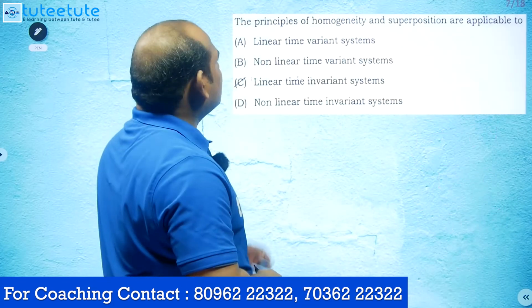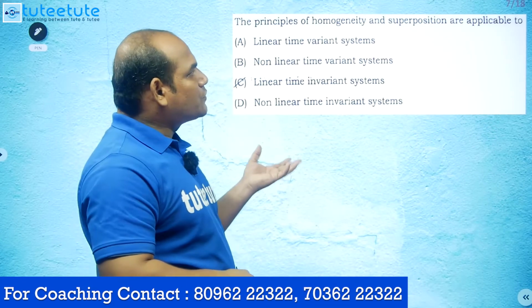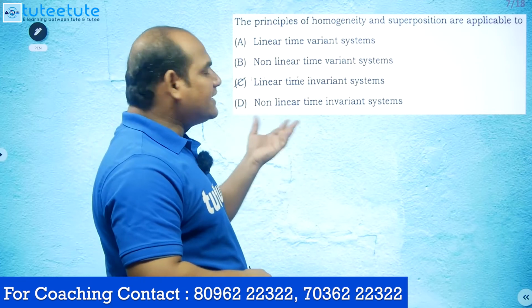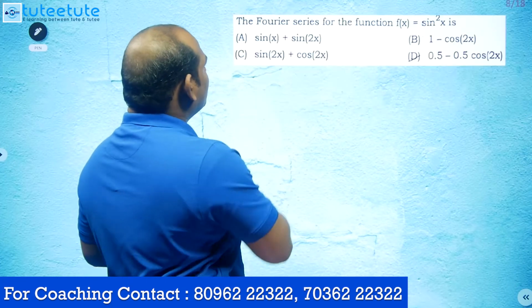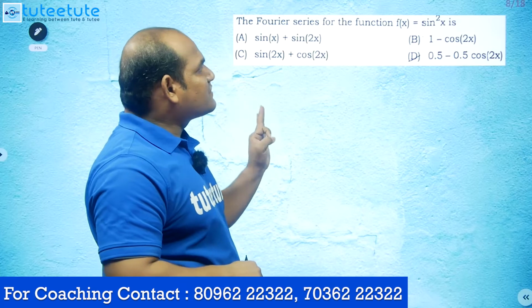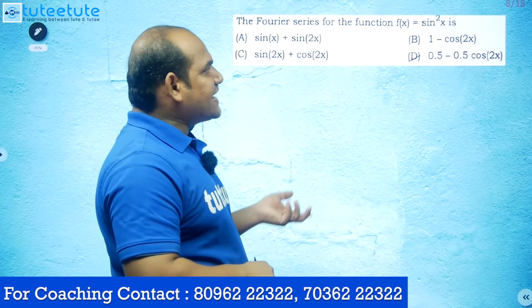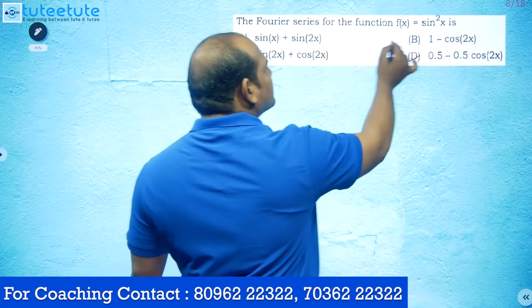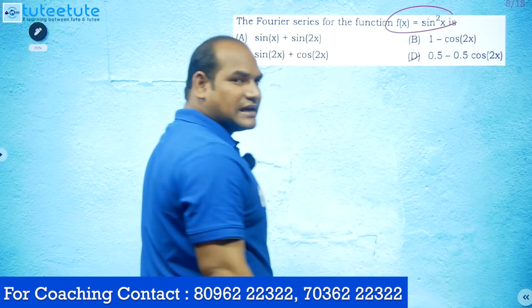Next, the principle of homogeneity and superposition are applicable to linear and time invariant systems. Next, the Fourier series for the function f of x is equal to sine square x. What is the Fourier series for this particular function? That is what we have to calculate.